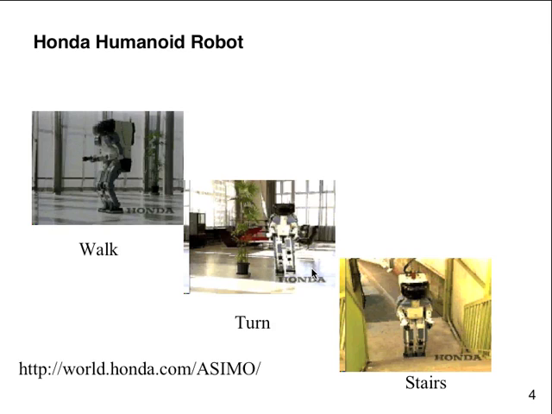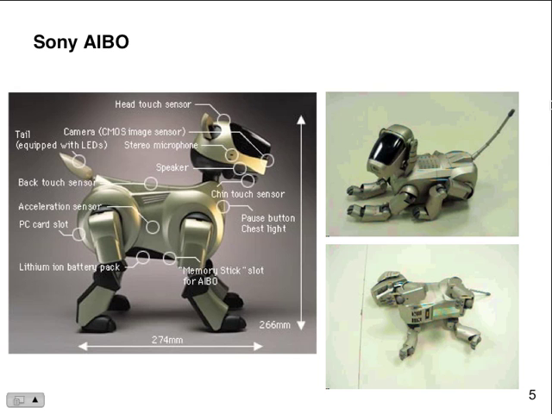So here's a Honda humanoid robot that learned how to talk, learned how to turn, learned how to go upstairs. These links still work, so if you click on the links you'll see the actual stuff. But it's just kind of examples of teaching a robot how to learn.